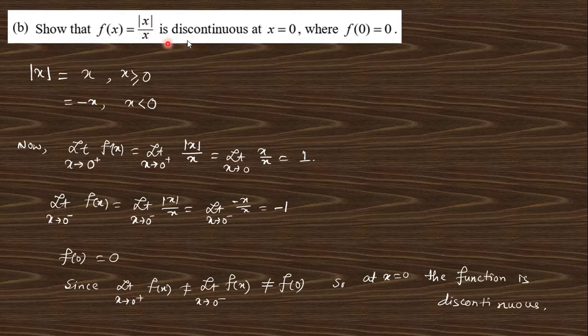The next asks to show that the function mod x by x is discontinuous at x equal to 0. You need to check the limit as x goes to 0 plus, that is x slightly greater than 0, where mod x will be x. So this is 1, because you know the definition of mod x: for x greater than or equal to 0 this is x, and for x less than 0 this is minus x, right? So this gives you plus 1 and this gives you minus 1, and at x equal to 0 the given value is 0. You can see these three are different. For continuity these three must be equal, but they are different, that's why this is discontinuous at this point.